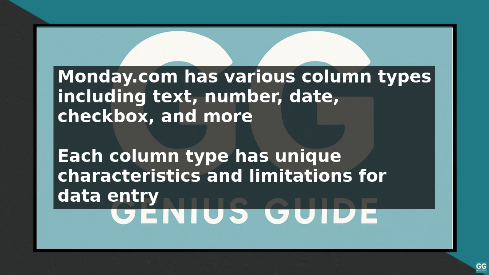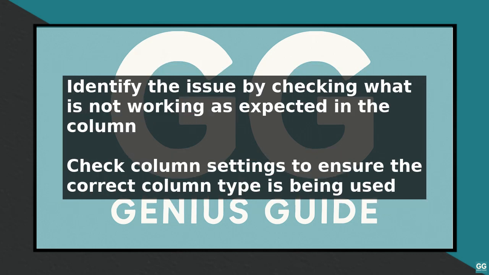a column. To start troubleshooting column types, first, you need to understand the different types of columns available in Monday.com. These include text, number, date, checkbox, and more. Each column type has its unique characteristics and limitations.